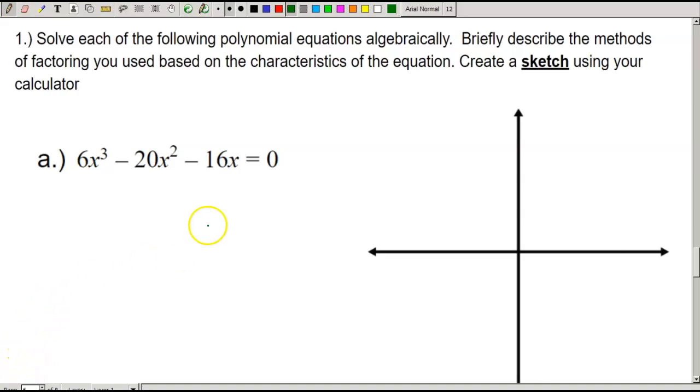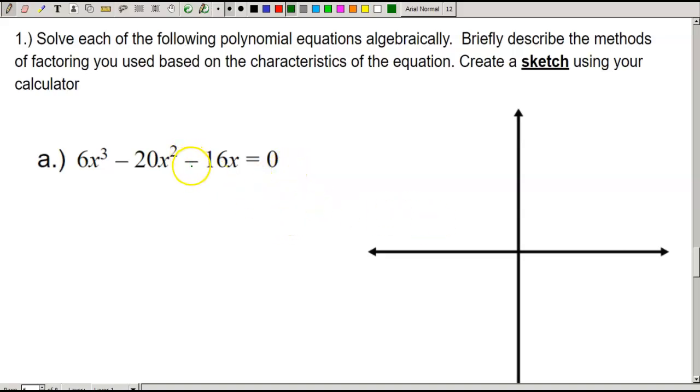All right, this is actually our first new example in 5.4. In these problems, we are trying to solve these equations. It says solve each of the following polynomials algebraically. Briefly describe the methods of factoring you used based on the characteristics of the equation, and then create a sketch using your calculator. So we are going to do this. We're going to solve this equation by factoring.